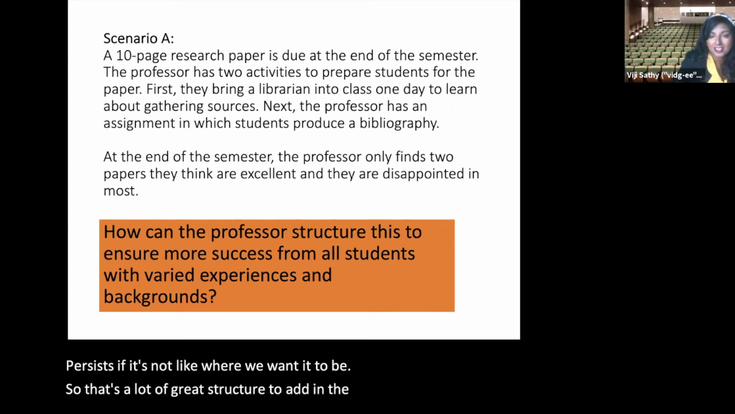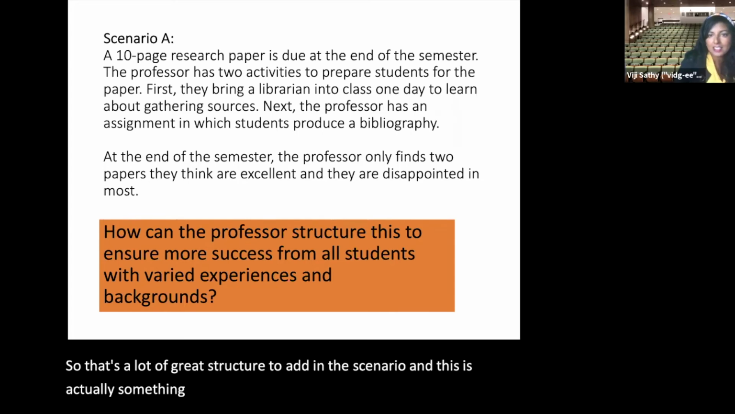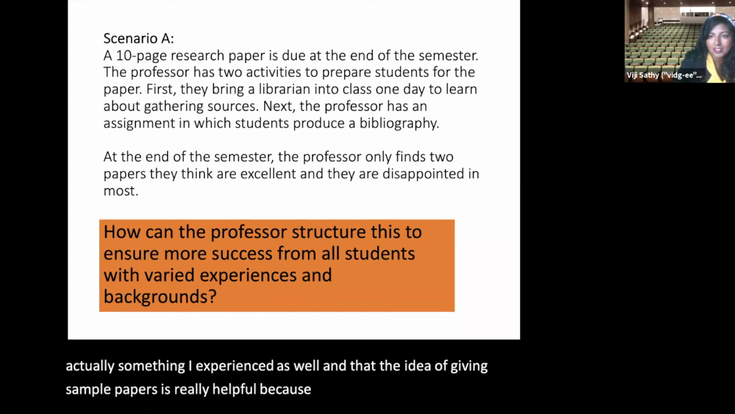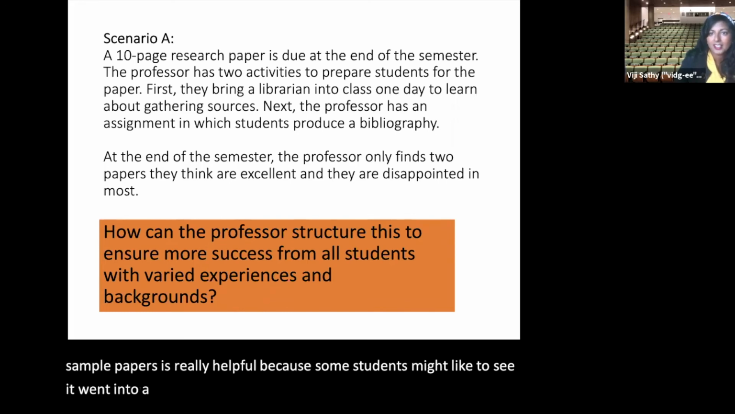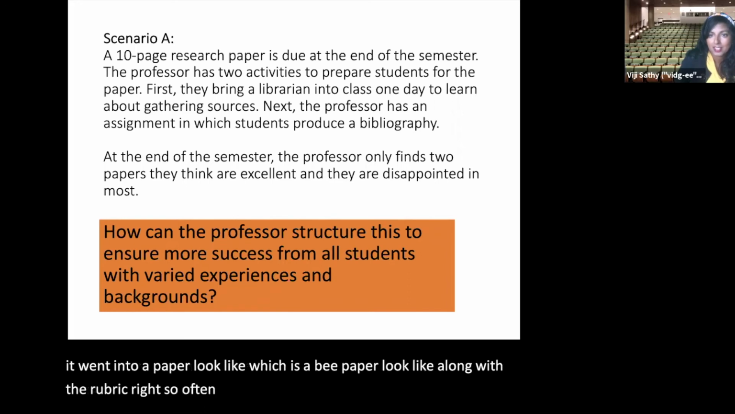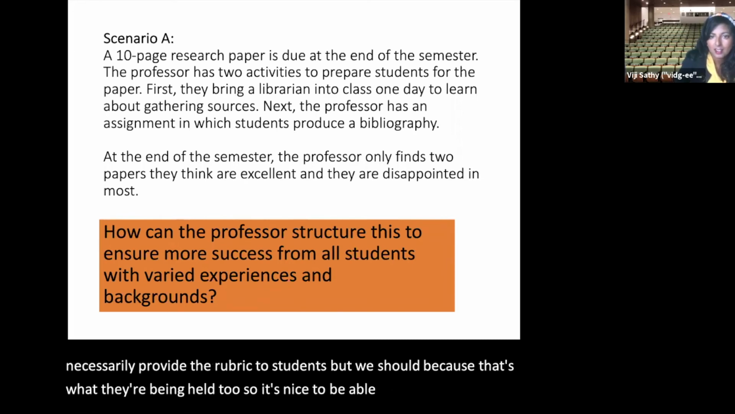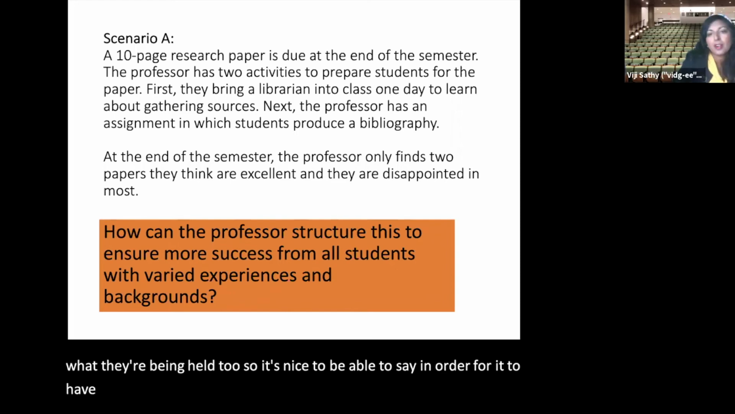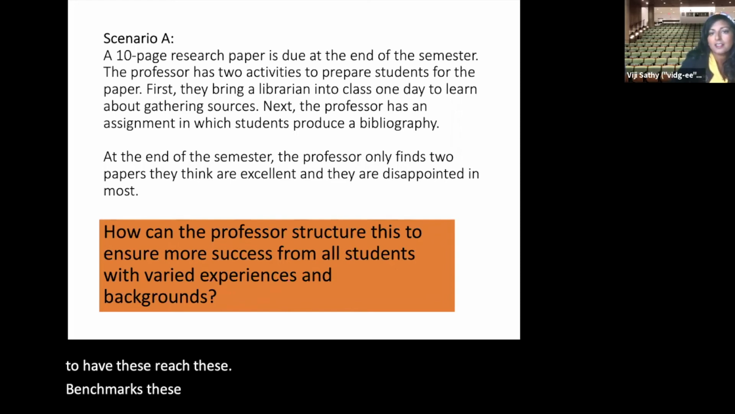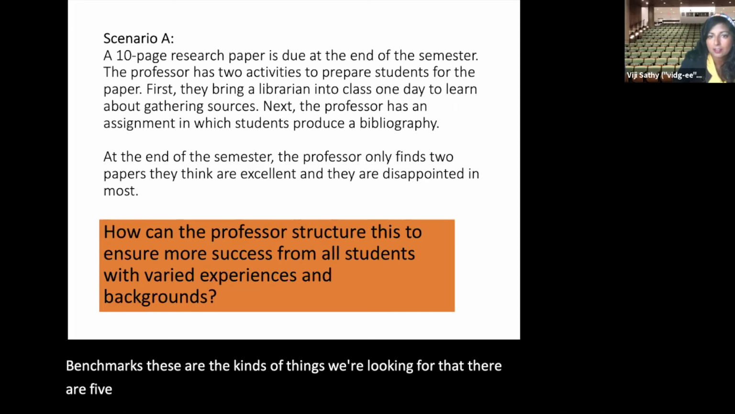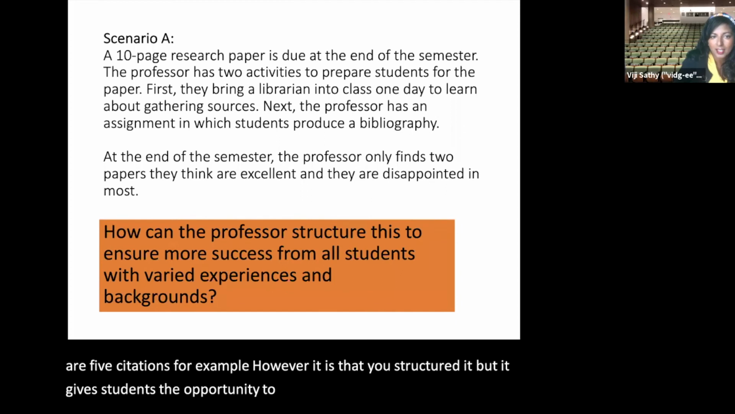And this is actually something I experienced as well, in that giving sample papers is really helpful, because some students might like to see what an A paper looks like, what a B paper looks like, along with a rubric, right? Oftentimes we're using rubrics to grade, but we don't necessarily provide the rubric to students, and we should, because that's what they're being held to. So it's nice to be able to say, in order to have reached these benchmarks, these are the kinds of things we're looking for, that there are 5 citations, for example, however you've structured it. It gives students the opportunity to really understand what you expect of them.